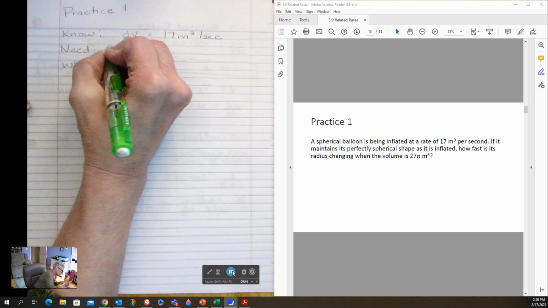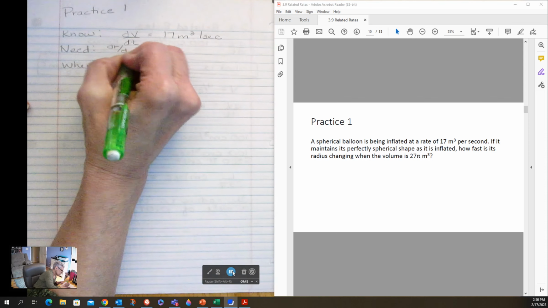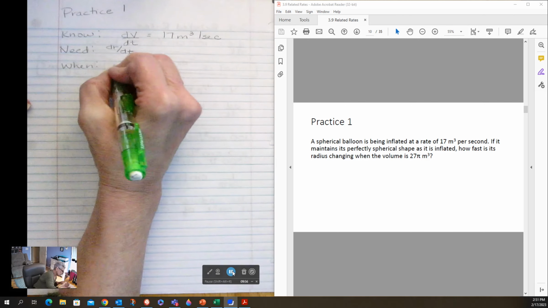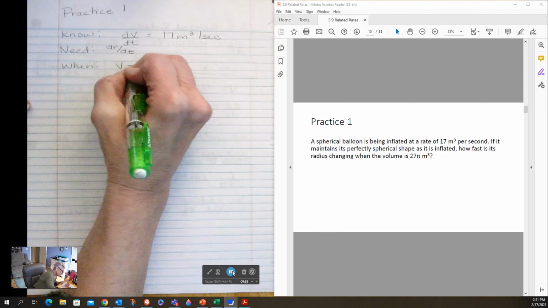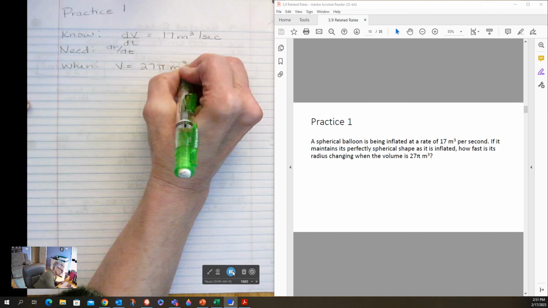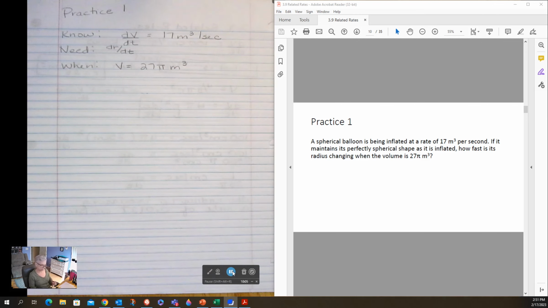How fast is its radius changing? So my need is dr/dt, when volume is 27 pi cubic meters. So volume equals 27 pi cubic meters. Alrighty, we can do this. Know, need, when. Setup complete. Now we're ready to start.